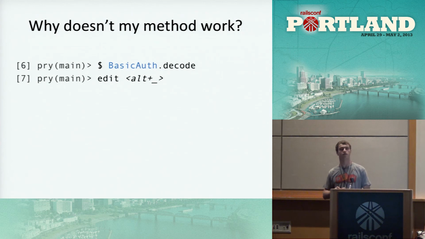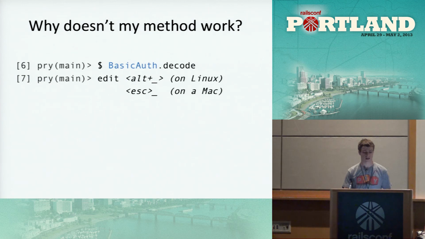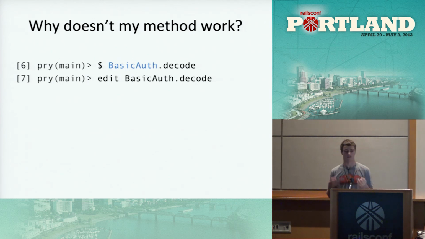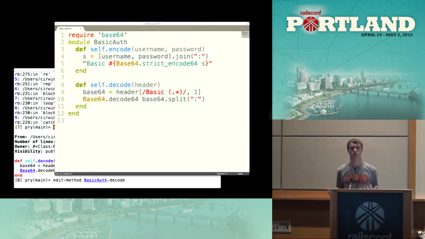What this does is it takes the last word of the previous line, where word is space separated. So in this case, the last word is BasicAuth.decode, and it just copies it down to the current line. If you're on a Mac and you have Readline installed, then you can use escape underscore. It's not quite configured correctly by default. So I hit alt underscore, and it immediately fills in this word, BasicAuth.decode. I then run the edit command, and it opens my text editor.